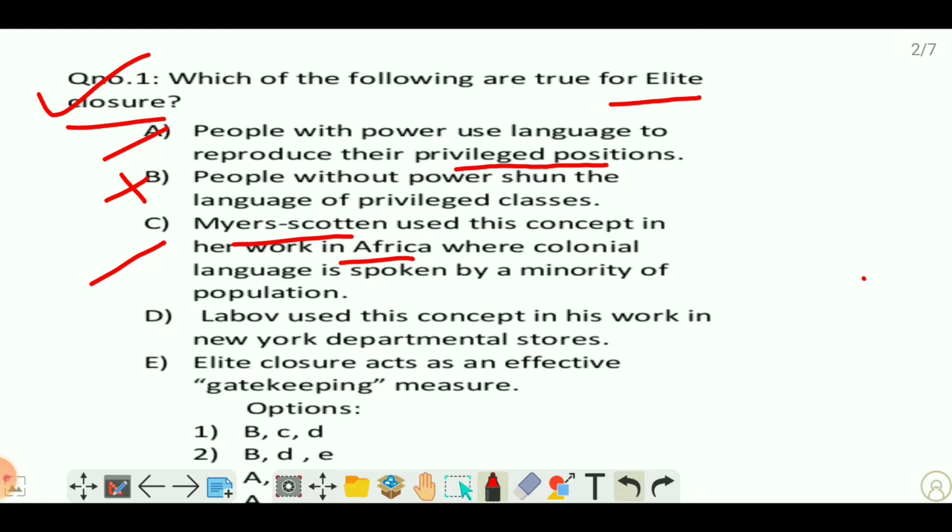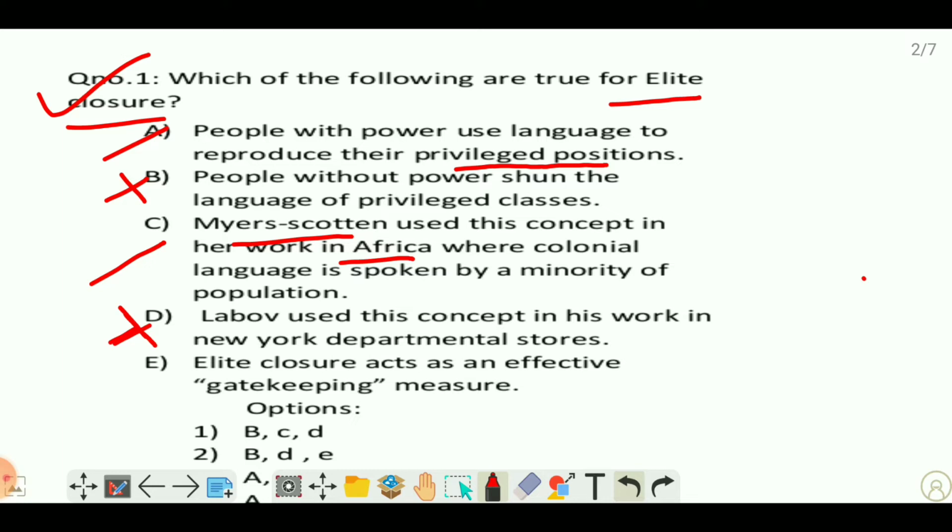Labov used this concept in his work in a New York departmental store. This option is also wrong because Labov did not use this concept. What Labov did was, his work was about how rhoticity in New York became an important indicator of social status. He noticed that people in casual communication did not pronounce the R sound, but when they were asked to read a word list, being conscious, the readers pronounced the R sound every time in the word. So he concluded that rhoticity is linked to higher class status in New York. So option number D is irrelevant in this context.